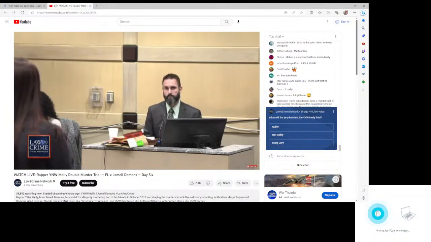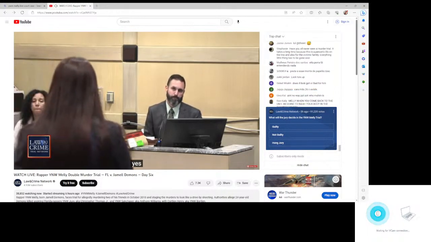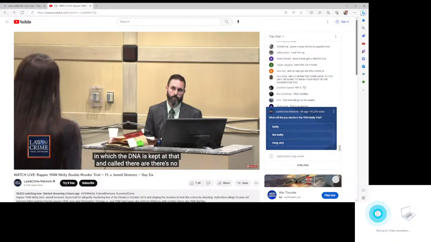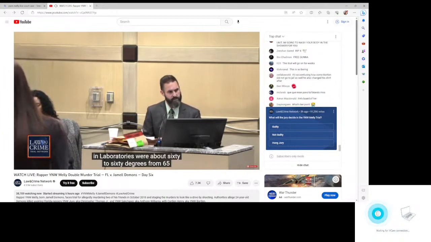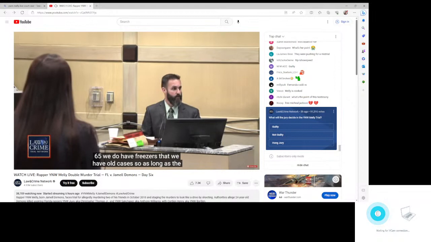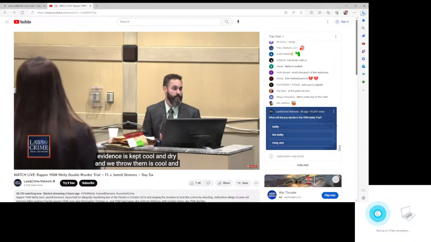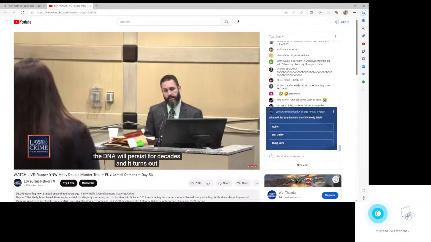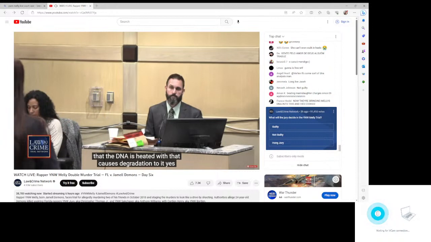Is it important to keep DNA in a dry environment for preserving it? Yes. Is there limits on the temperature range in which the DNA is kept at the evidence vault? There's no limits. The evidence vaults in laboratories are around 60 degrees, maybe 65. We do have freezers that we keep old cases in. So as long as the evidence is kept cool and dry, and being frozen is cool and dry, the DNA will persist for decades.